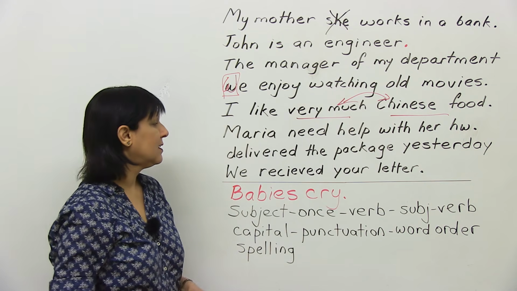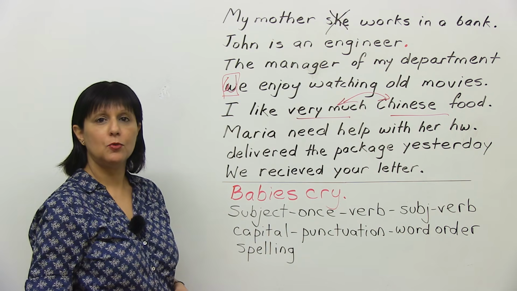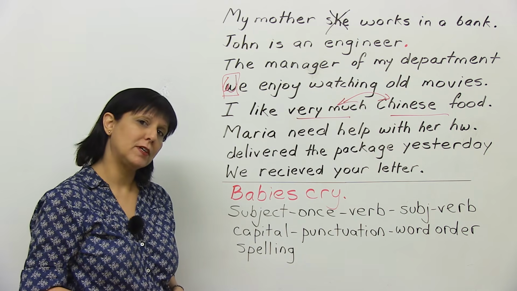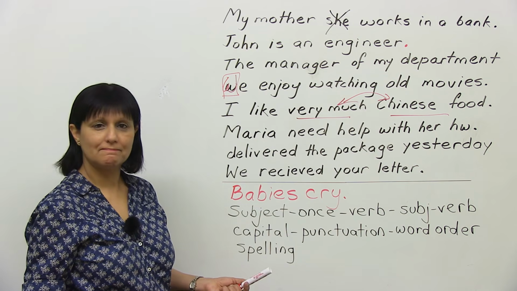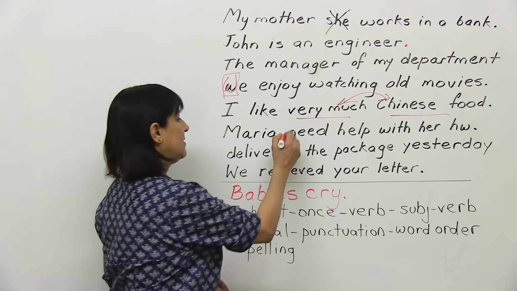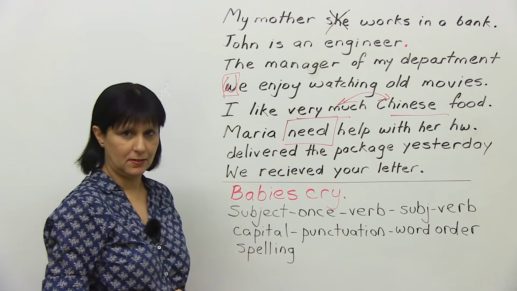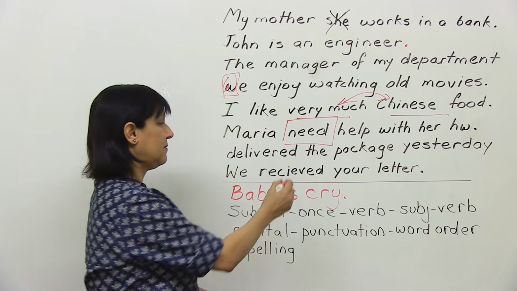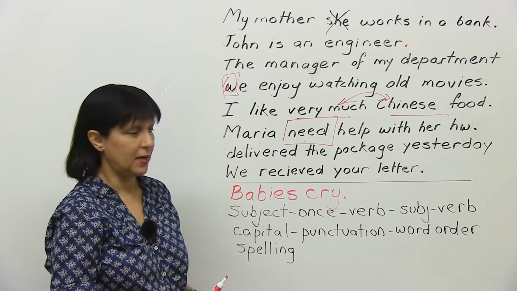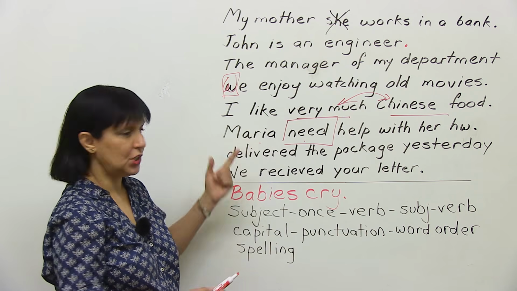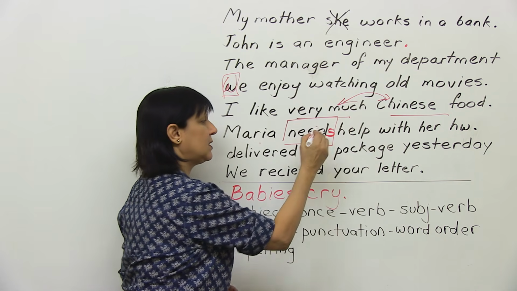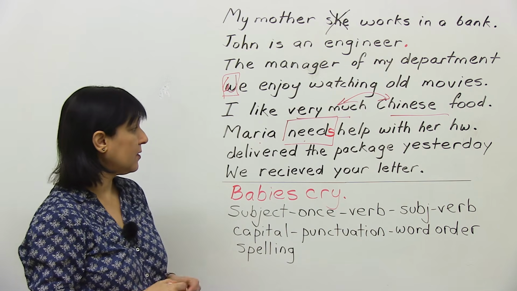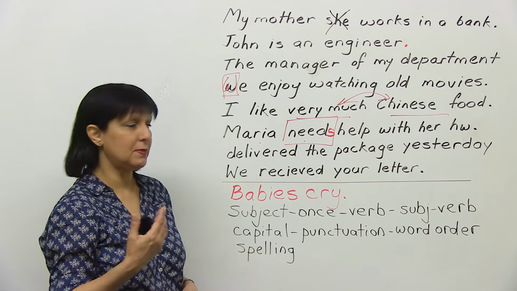Okay? Next. Maria need help with her homework. Maria need help with her homework. What's wrong there? Okay? So the mistake is here. The mistake is in subject-verb agreement. The verb has to agree with the subject, right? And if we say Maria, it's like she, and we would have to say she needs. Maria needs help with her homework. So the error here was in subject-verb agreement.